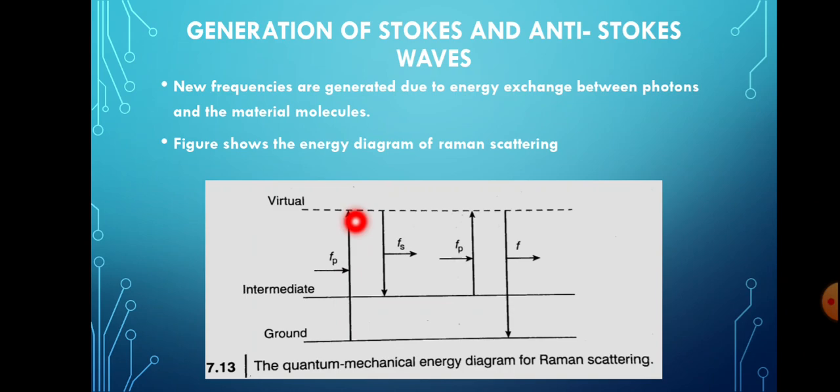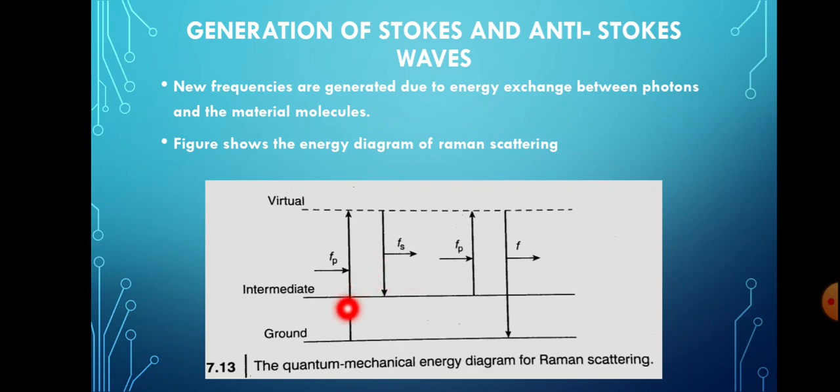And when it reaches the virtual state, the molecule returns to the intermediate state. Here, this is at a higher energy level, this is at a lower energy level. Due to the returning, some energy is released. That energy corresponds to a particular wavelength or a particular frequency. So the molecule, when it returns to the intermediate state from the higher energy level, releases a photon. So we can say it is a Stokes photon of frequency Fs.